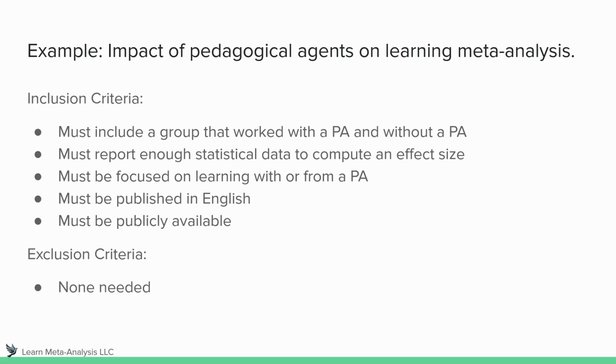So now let's talk about exclusion criteria. In this case, none are actually needed because all of our inclusion criteria can actually work as our exclusion criteria by simply looking at the inverse. So if it didn't report enough statistical data, it's going to be excluded. If it wasn't publicly available, it's going to be excluded. But this isn't always the case. You may end up setting up your inclusion criteria in a way that you have a study that meets your inclusion criteria, but isn't of interest for what you're actually looking to measure or evaluate. And in those cases, you may find you need additional exclusion criteria.